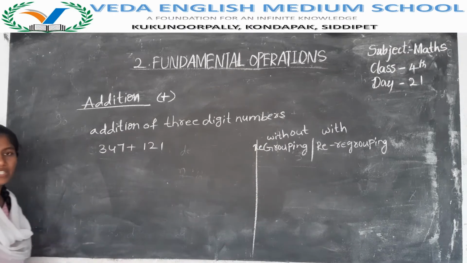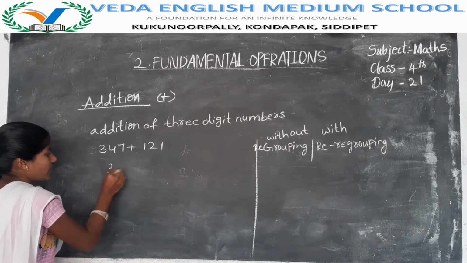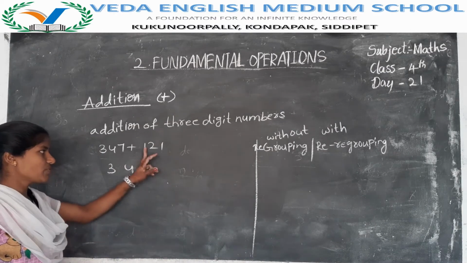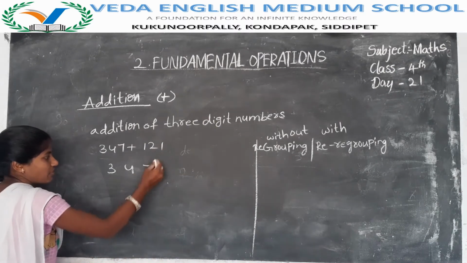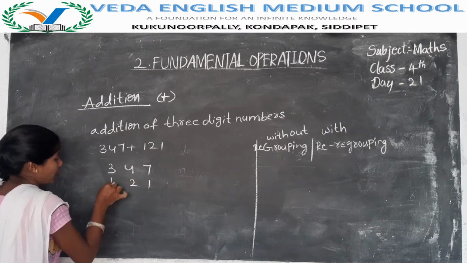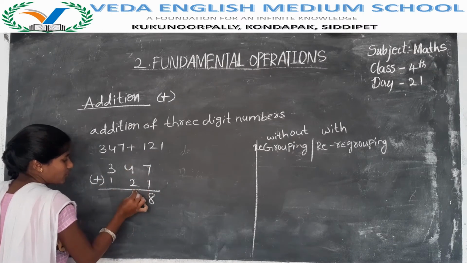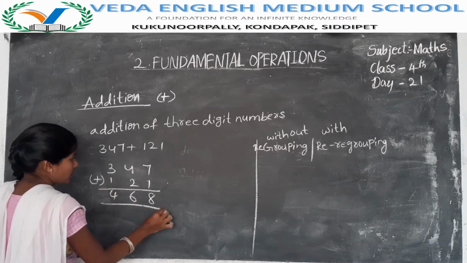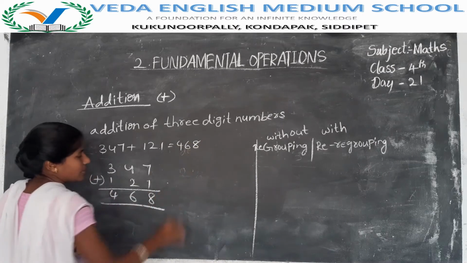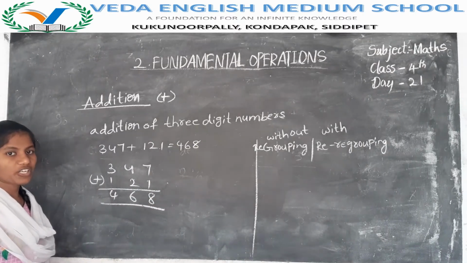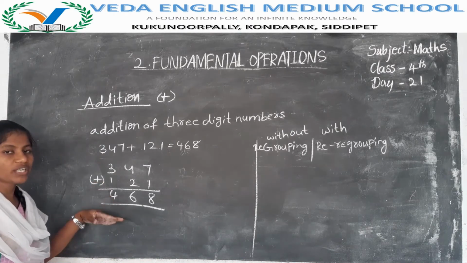First, addition of 3-digit numbers. Already you know how to do addition for 3-digit numbers. Once again we will recall. Now 347. Next the number is 121. You have to write this 121 from right side to left side. In the right side the first number is 1, 2, 1. Add, you have to write the addition symbol compulsorily. 7 plus 1 is 8, 4 plus 2 is 6, 3 plus 1 is 4. The sum of 347 plus 121 is 468. Understand? Addition of 3-digit numbers without regrouping. Carry lekunda ila cheyali, without regrouping.